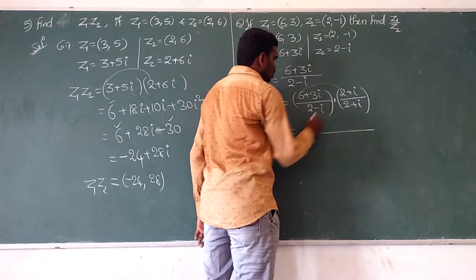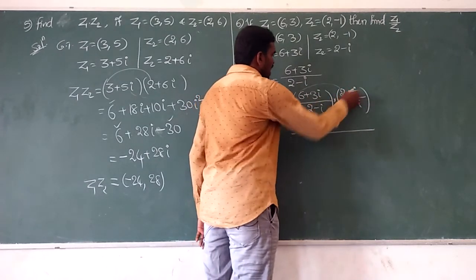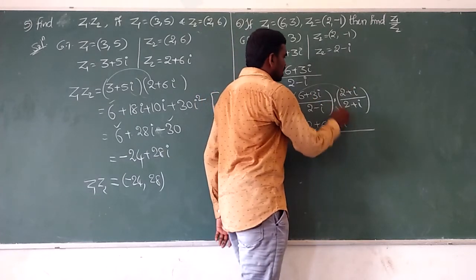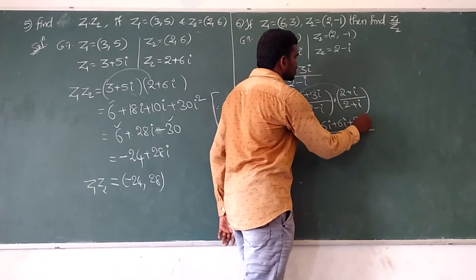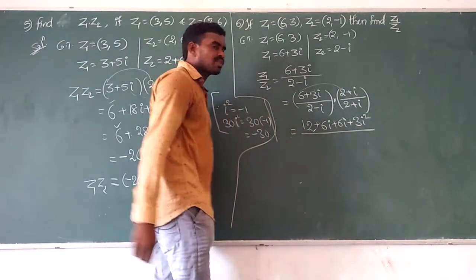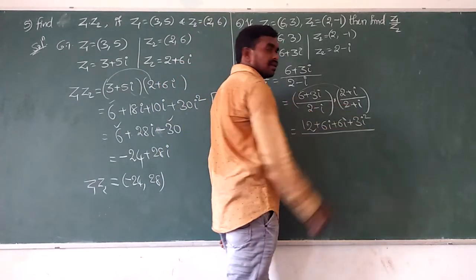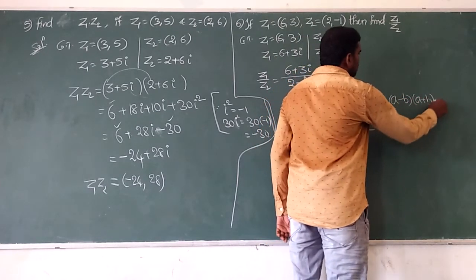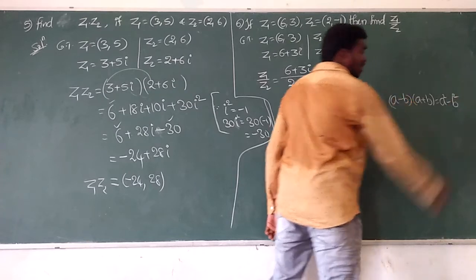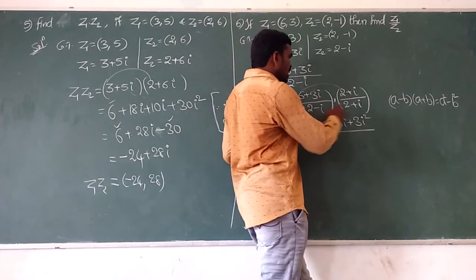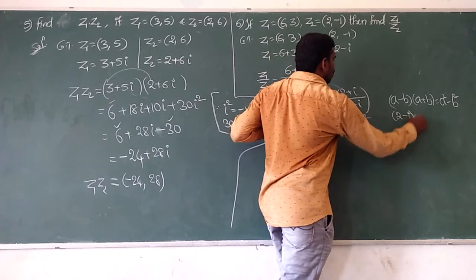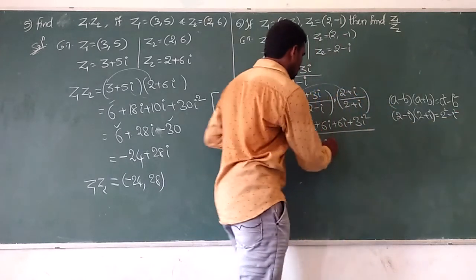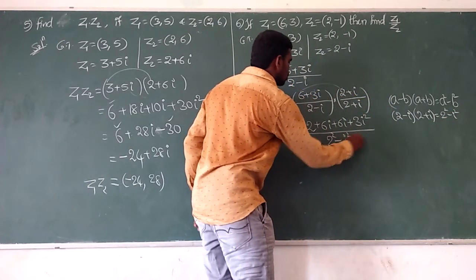Numerator: 6 into 2, 12. 6 into i, 6i. Next 3i into 2, 3 twos are 6i. Next 3i into i, 3i square. See, a minus b into a plus b, what is the formula? (a minus b)(a plus b) is equal to a square minus b square. So like that, 2 minus i into 2 plus i becomes 2 square minus i square.